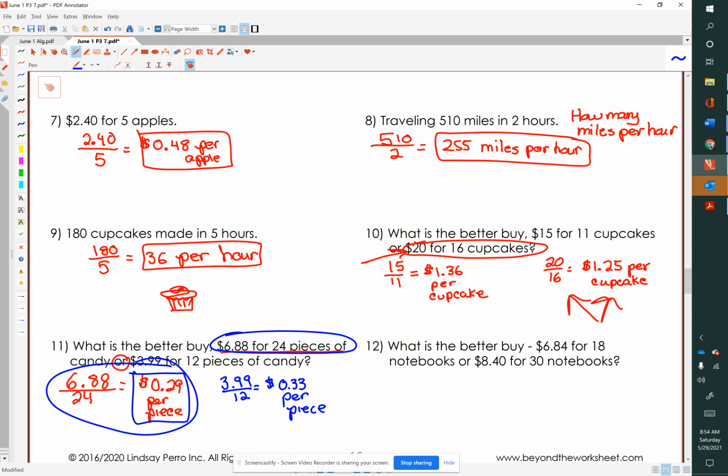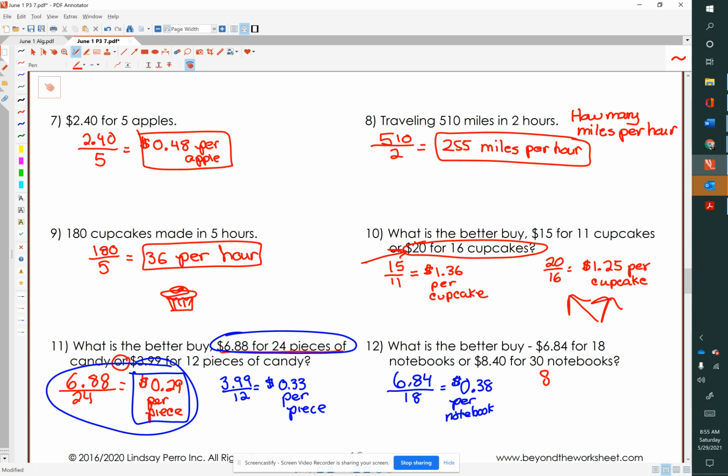Okay, number 12, which is the better buy, $6.84 for 18 notebooks. That's a pretty good bargain, or $8.40 for 30 notebooks. I have a feeling how this is going to turn out. Bought a lot of notebooks over the years. So we'll start with the $6.84 for 18 notebooks, which we use a calculator or long division, comes out to 0.38 cents per notebook. Pretty good, though. That's a good price. I like that price. Let's see if we can do better.